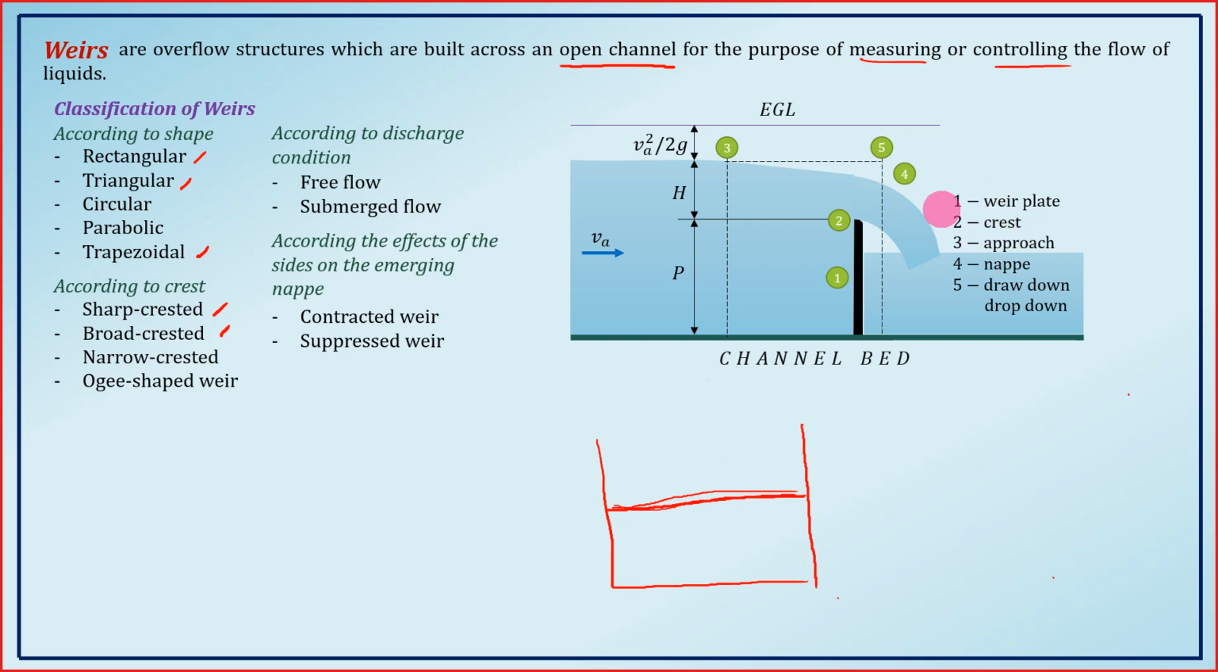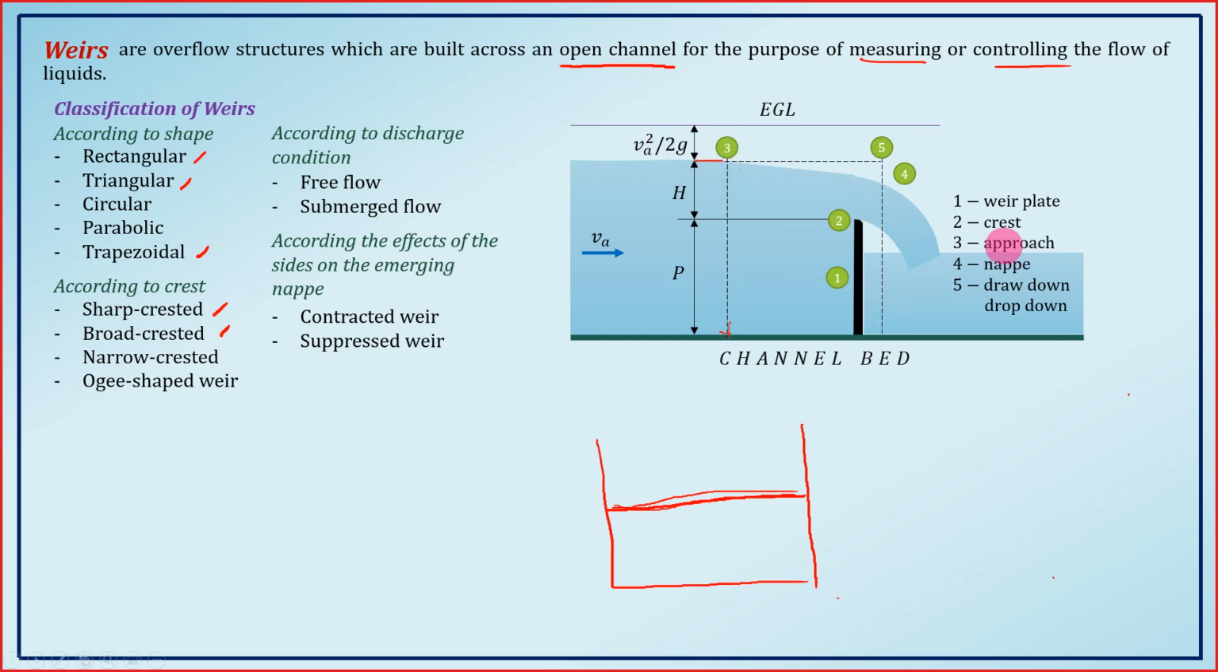Then, we have the approach. Yung approach natin is yung point kung saan wala pa tayong weir, bago magkaroon ng weir, wherein yung depth ng liquid natin is yung H plus P. Yung head na kung saan hindi na nagbabago yung head mo, hindi na tumataas or bumababa. Dito kasi at point na meron na tayong weir, nagkakaroon na ng drawdown or drop down. So yung H and P natin dyan is kompleto pa.